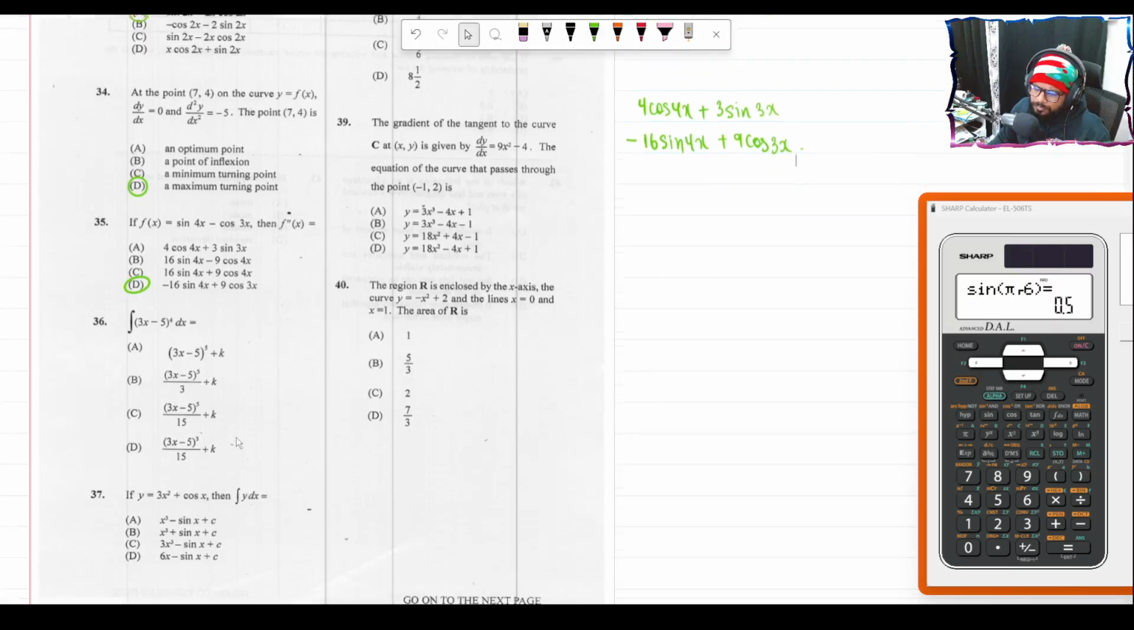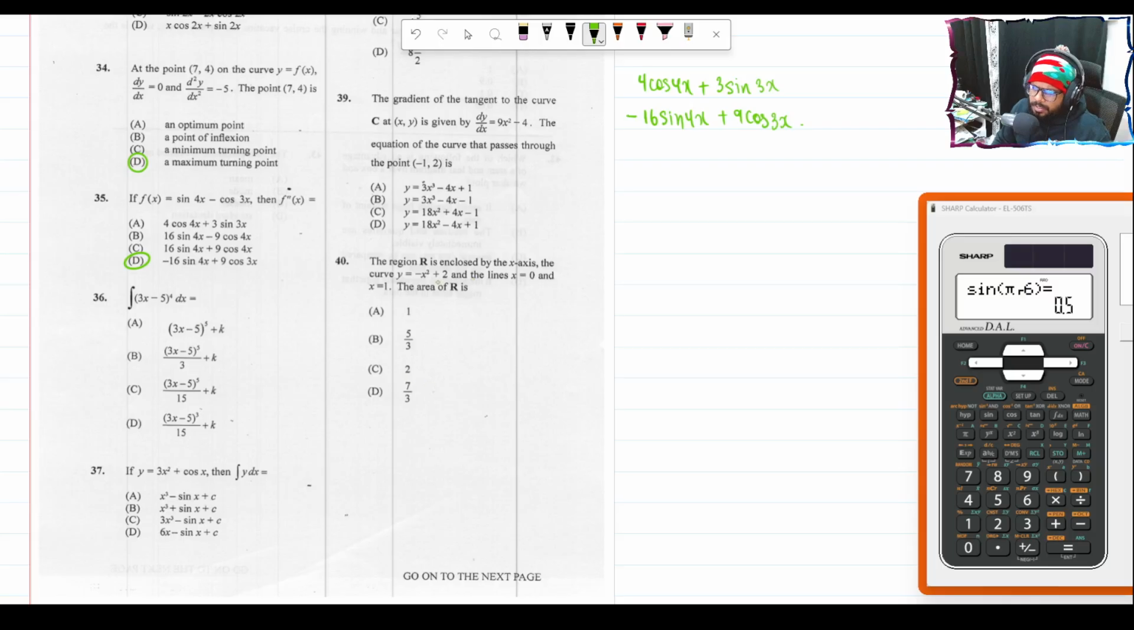When I integrate this here, I integrate using the shortcut, right? 3x take away 5, add 1 to the power, divide by the power, and attach the differential of the brackets on the denominator. I get 15 on my denominator, and I get to the power 5 on my numerator. The answer is C.